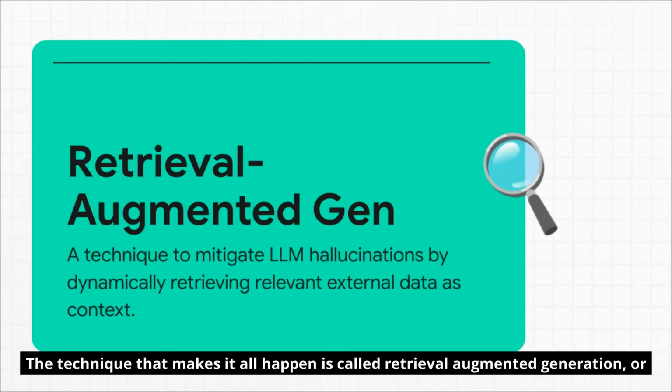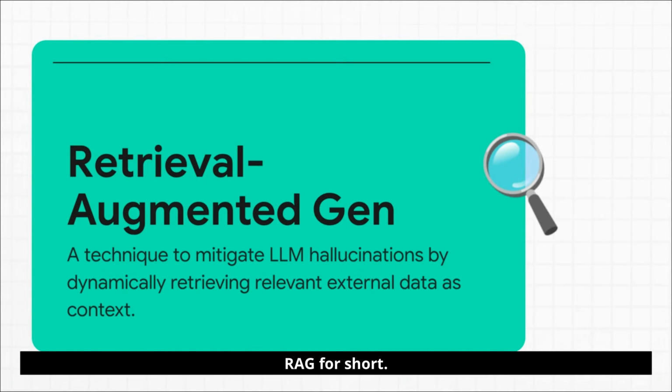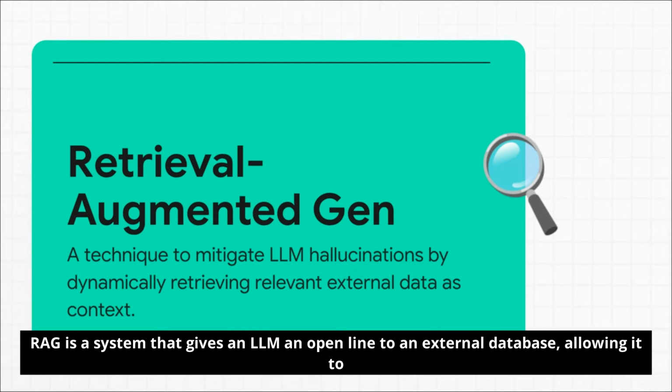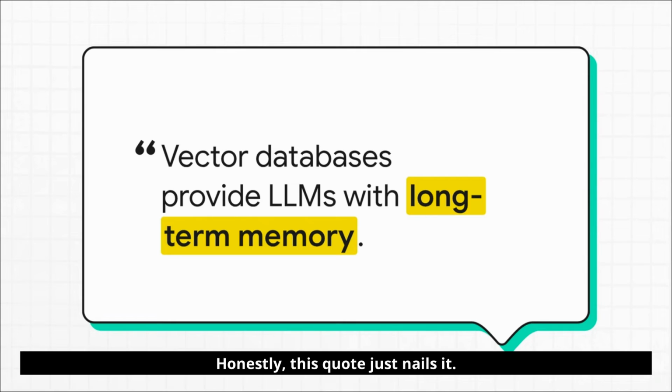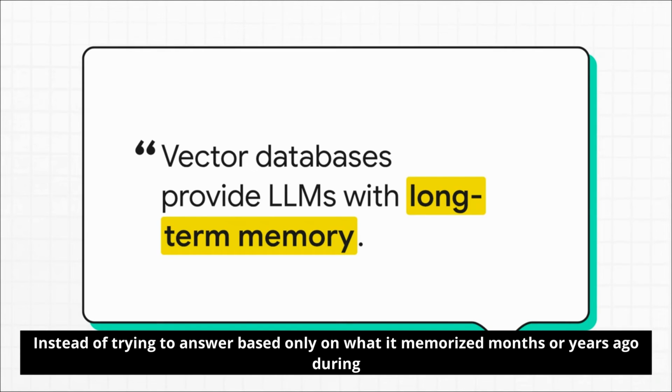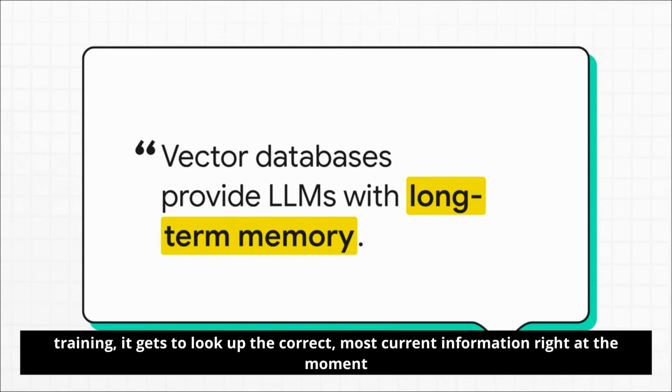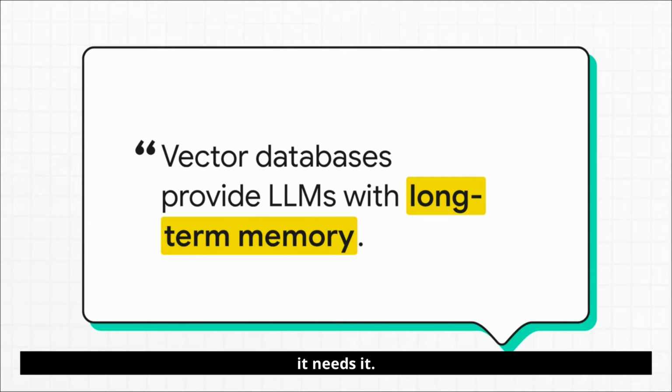The technique that makes it all happen is called Retrieval-Augmented Generation, or RAG for short. RAG is a system that gives an LLM an open line to an external database, allowing it to look up fresh, relevant facts on the fly before it answers your question. Honestly, this quote just nails it. RAG is like giving the LLM a cheat sheet for an open book exam. Instead of trying to answer based only on what it memorized months or years ago during training, it gets to look up the correct, most current information right at the moment it needs it.